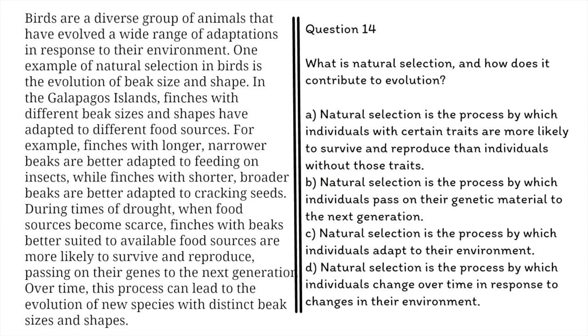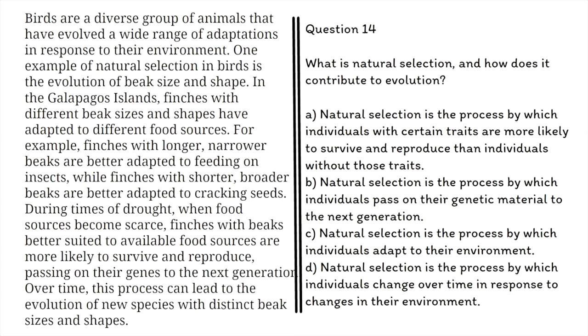Question 14. What is natural selection and how does it contribute to evolution? A. Natural selection is the process by which individuals with certain traits are more likely to survive and reproduce than individuals without those traits. B. Natural selection is the process by which individuals pass on their genetic material to the next generation. C. Natural selection is the process by which individuals adapt to their environment. D. Natural selection is the process by which individuals change over time in response to changes in their environment.